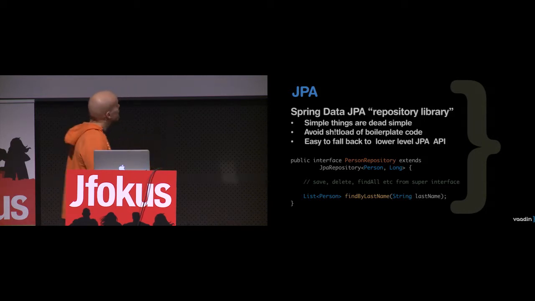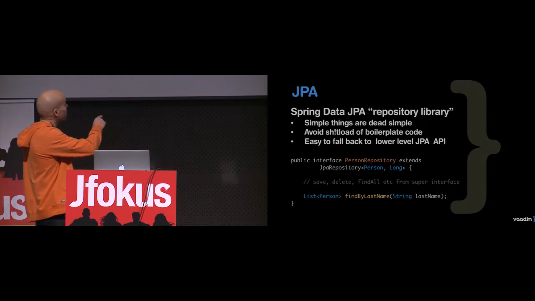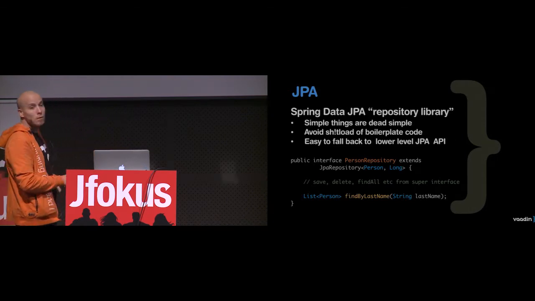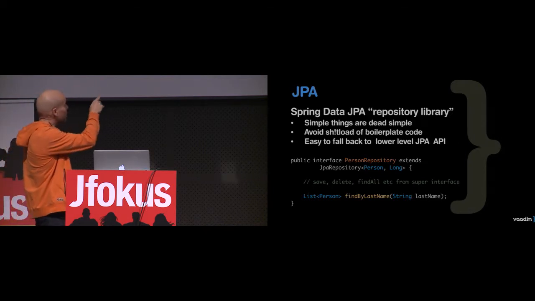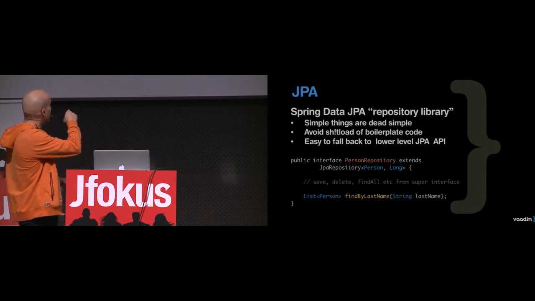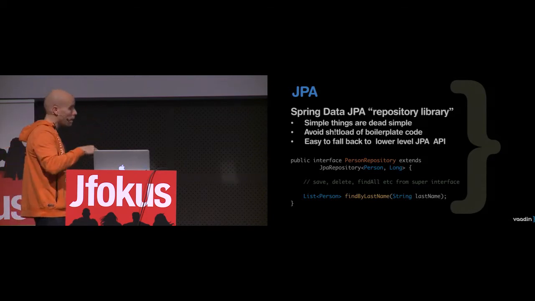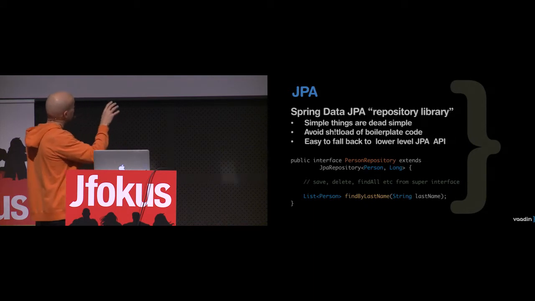So in this case, sorry about the green color, I'm not sure if you can see it, but in the interface PersonRepository that extends JpaRepository, there will be lots of handy methods like save, delete, find all, and stuff like that automatically.